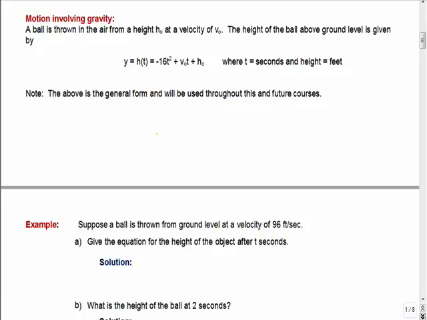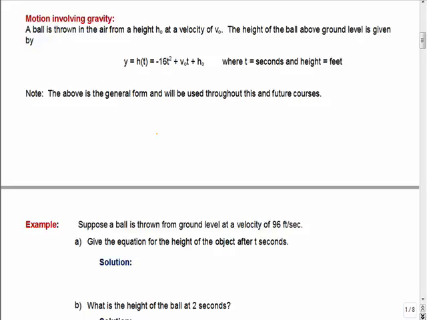Let's take a look at an example. This example is going to deal with motion involving gravity. So suppose a ball is thrown in the air from a height h0, which will be the initial height, at a velocity of v0, the initial velocity.